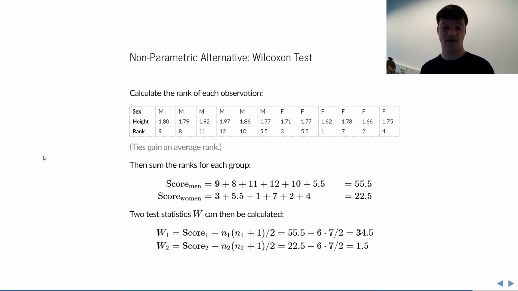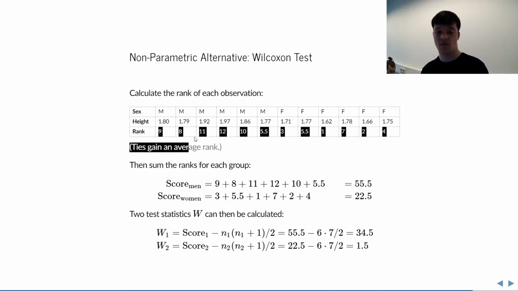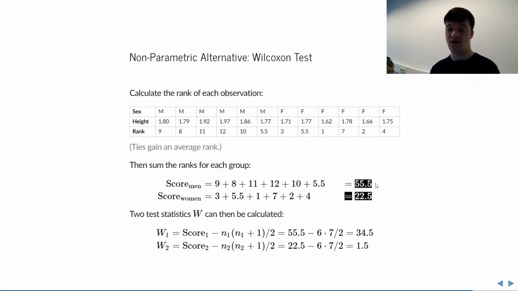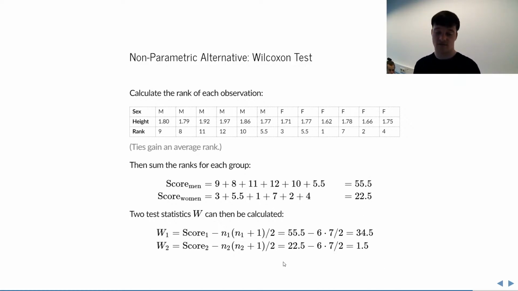Okay, so we do that, and now we have the sum of ranks for the males, and we have the sum of ranks for the females. So we can calculate 2 scores. You can calculate the score of men, which is 55, and we can calculate the score of women by adding all their ranks, which is 22.5. Now, depending on the software you use, there are different ways that this Wilcoxon statistic can be calculated, but they mean the same thing. It's just from a different perspective.